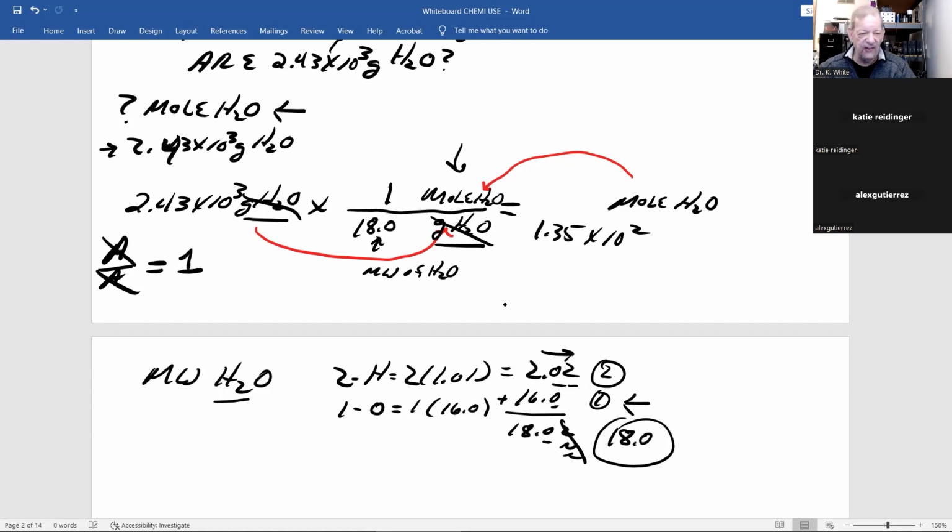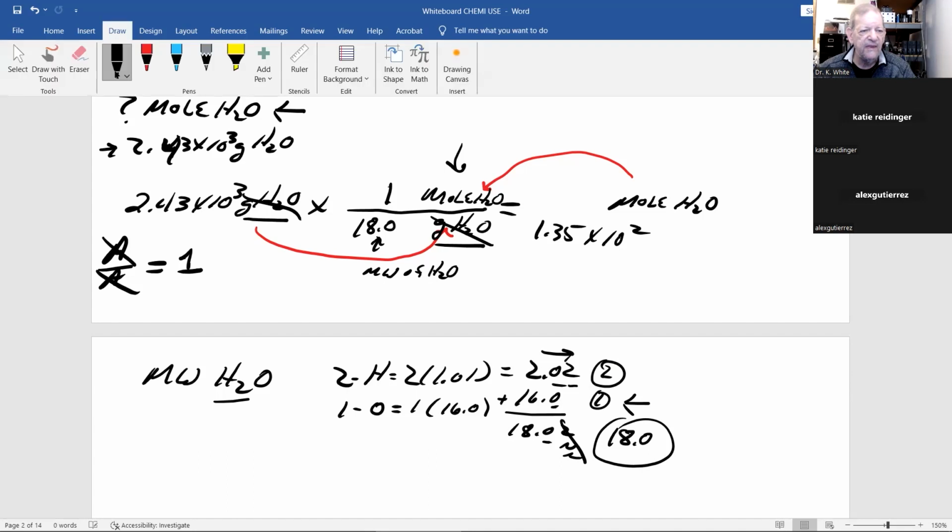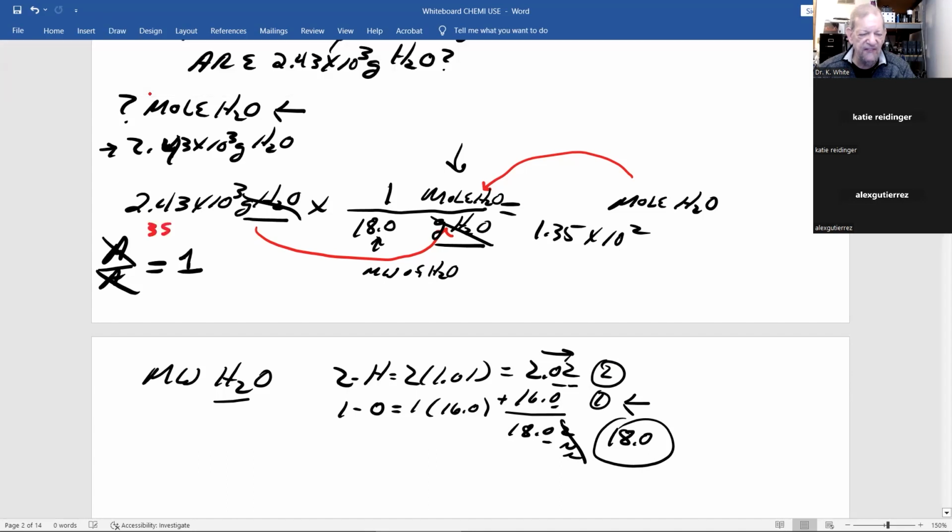And if I look at this, remember all calculated answers you should put down using proper significant figures. This is 3 significant figures. All non-zero numbers are significant. A 0 after the decimal is significant. So that's 3 significant figures.